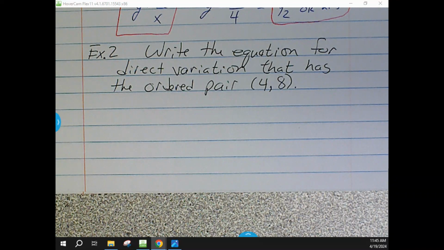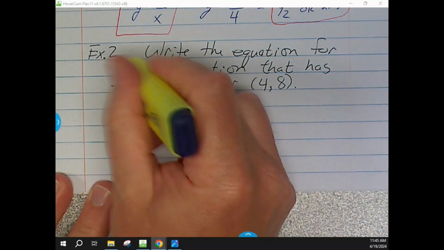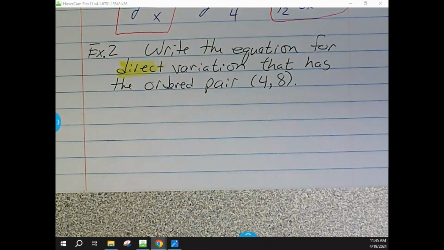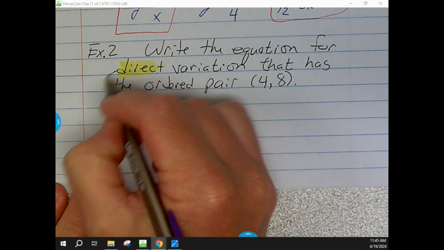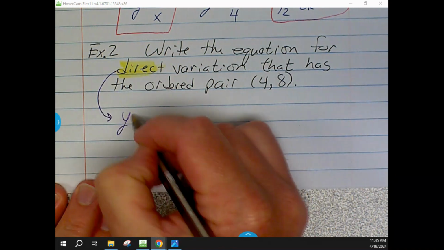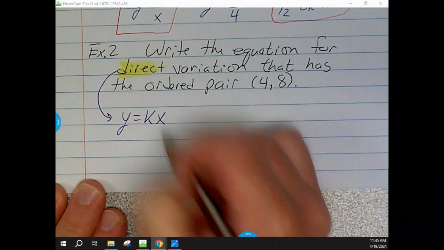Okay, and again, the first thing you're looking for is either one of those three words. We've got direct variation here. So as soon as we see direct variation, that's where you know that if we've got direct, then the equation is y equals k times x.